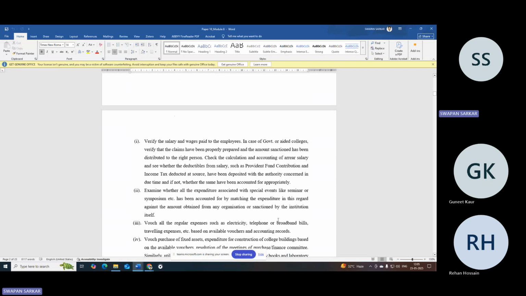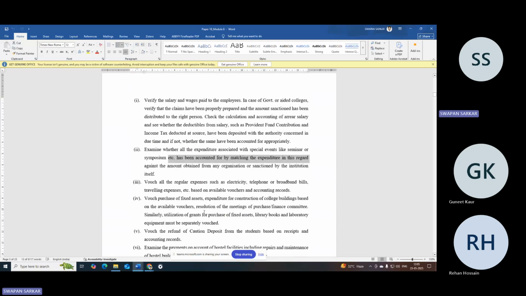Examine whether all the expenditure associated with special events like seminars and symposiums has been accounted for by matching the expenditure in this regard against the amount obtained from any organization or sanctioned by the institution itself. Vouch regular expenses such as electricity, telephone expenses, etc., based on available vouchers and accounting records. Vouch purchase of fixed assets and expenditure for construction of college building based on the available vouchers and resolution of the meeting of the finance committee. Similarly, utilization of grant for purchase of fixed assets, etc., must be separately vouched.